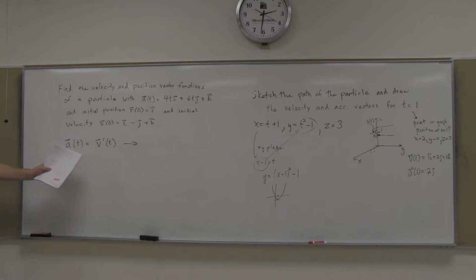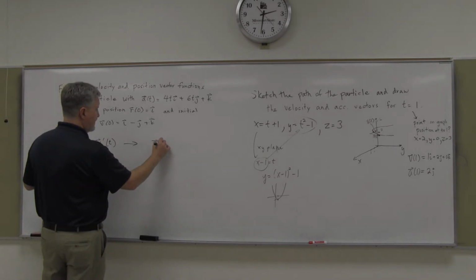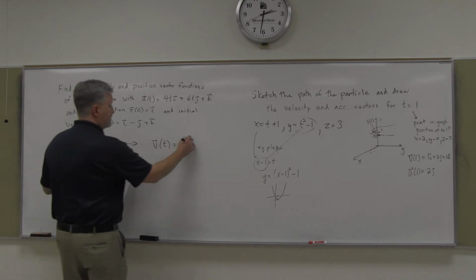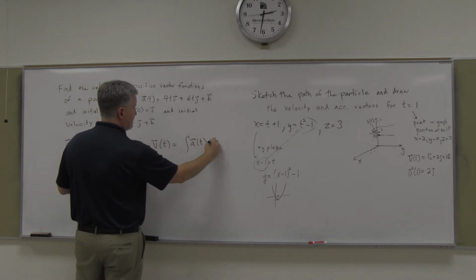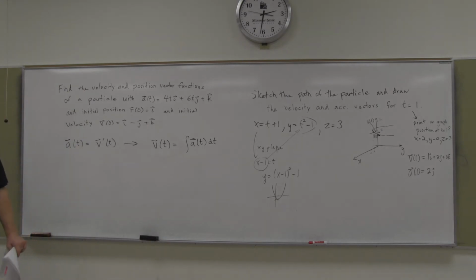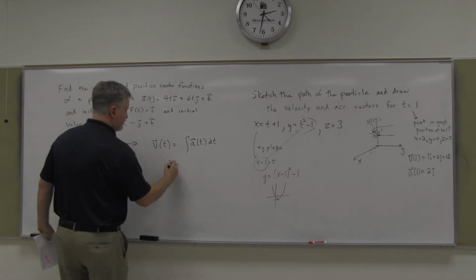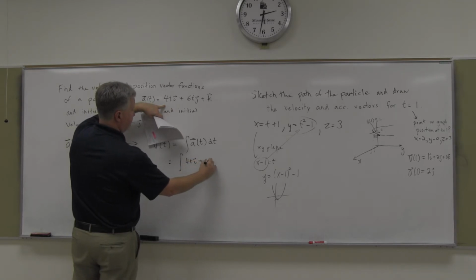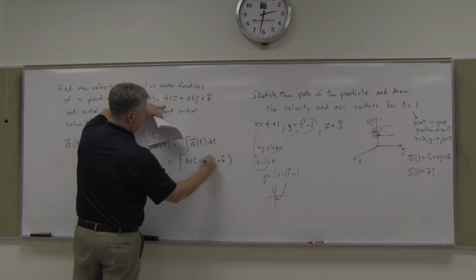Well, then it stands to reason, if I start with the acceleration and I want to get back to velocity, doesn't it stand to reason that if I do the derivative to get this one, I do the antiderivative of this to get back to the velocity? So I'm going to integrate a of t dt to get back to my velocity. In this case, the velocity would be the integral of a of t, so it would be the integral of 4ti plus 6tj plus k dt.